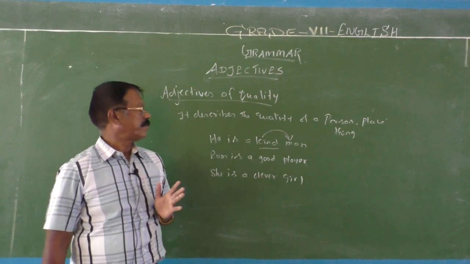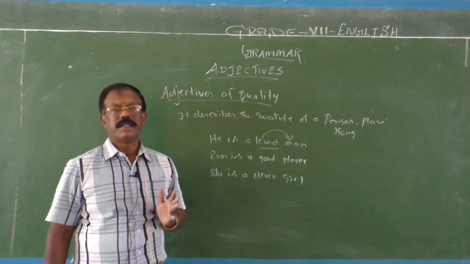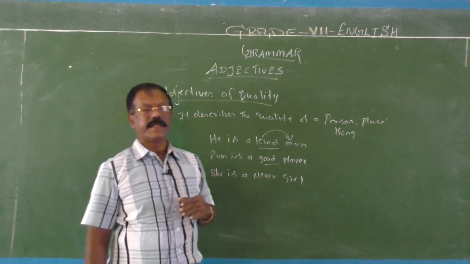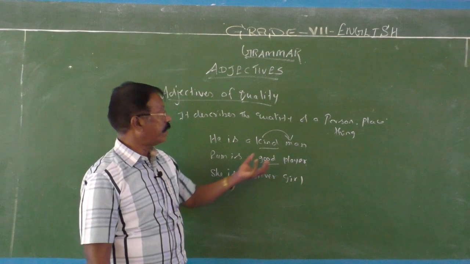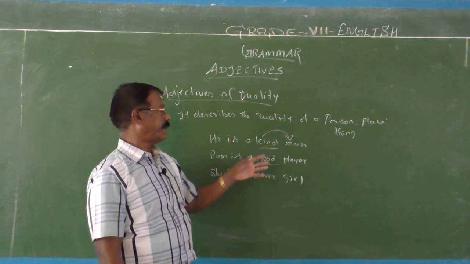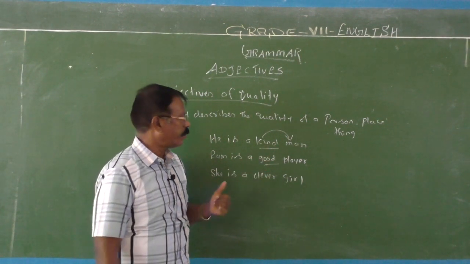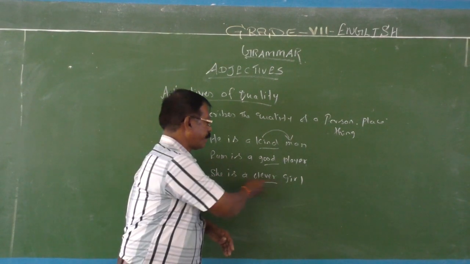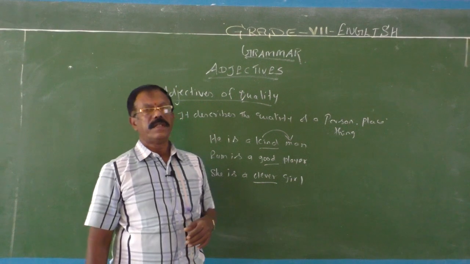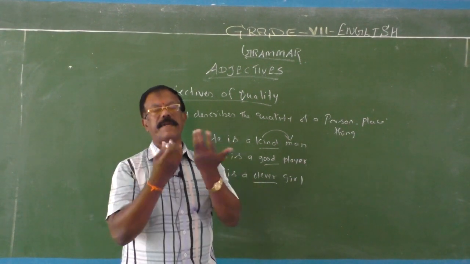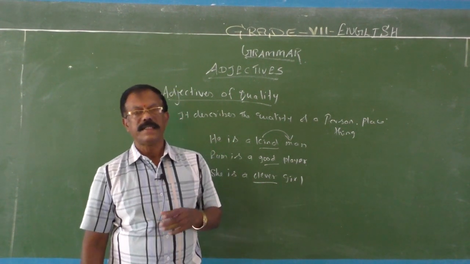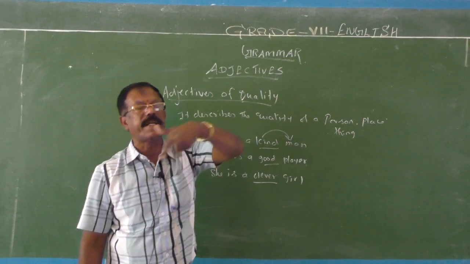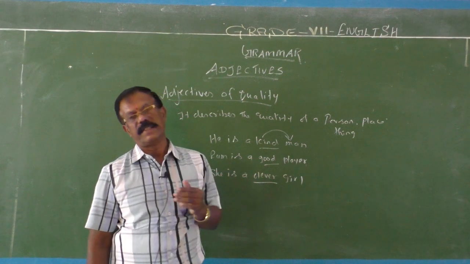Okay, the second sentence, Ram is a good player. Good is an adjective. It is an adjective of quality because it describes the quality of that player. What kind of player is Ram? He is a good player. Okay, the third sentence, she is a clever girl. The word clever is an adjective. It describes the noun girl. It also describes the quality of that girl. What kind of girl is she? She is a clever girl.